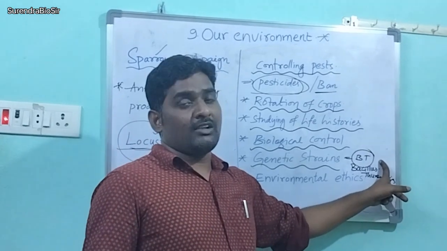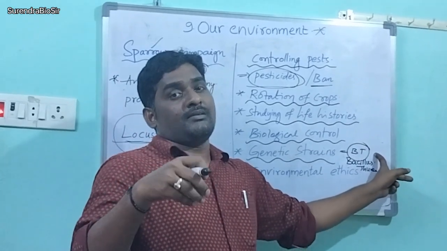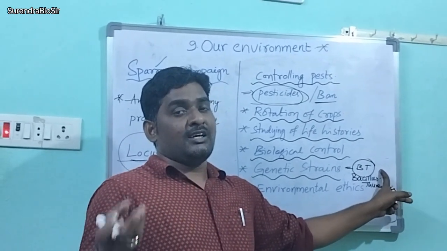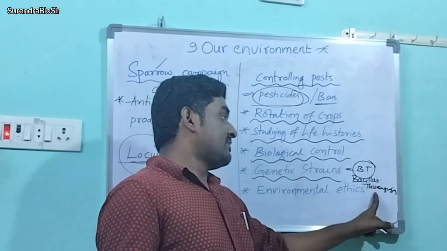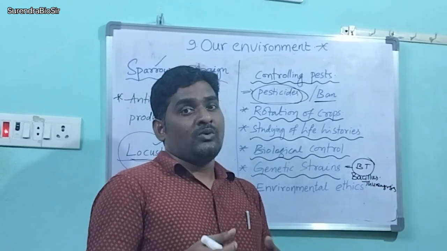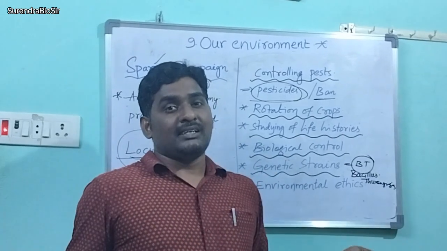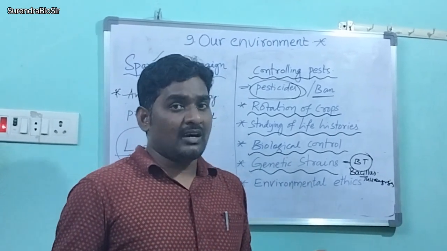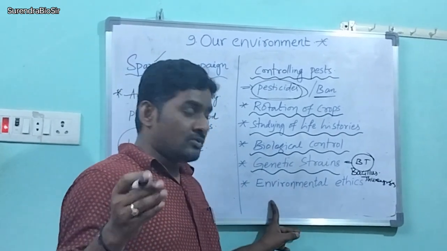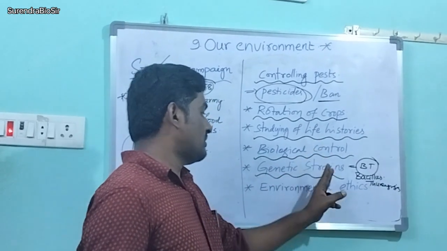Whenever we sow them in the soil, what will happen? When a caterpillar or something else comes to eat it, this Bacillus thuringiensis will grow and damage the gut or intestine of the organism. So that is how we can control them.